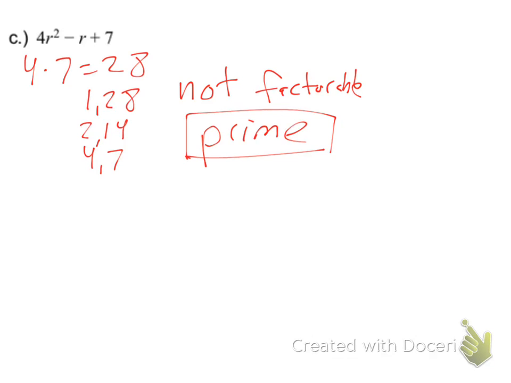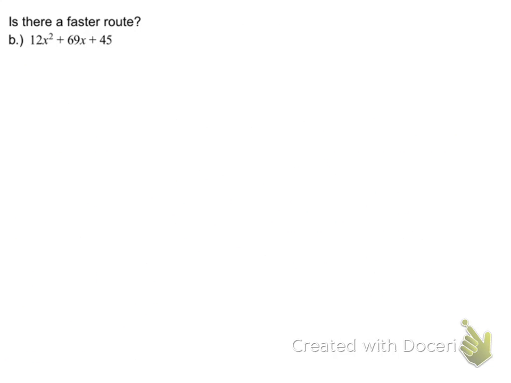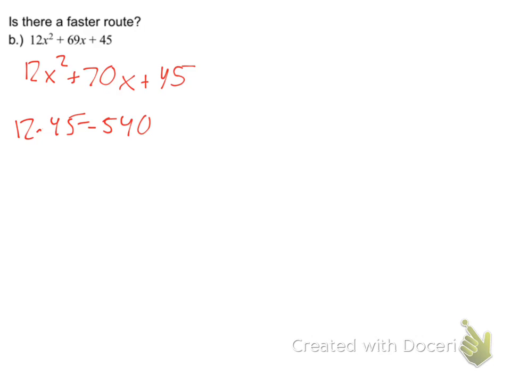Guys, this is the cool thing about this. Let's go back to this crazy problem. If I change this problem to say this, we have to go back to that point where you're like, oh, 12 times 45, right? Which was 540. And then we had a long list of options. None of those options would be able to add up to 70.